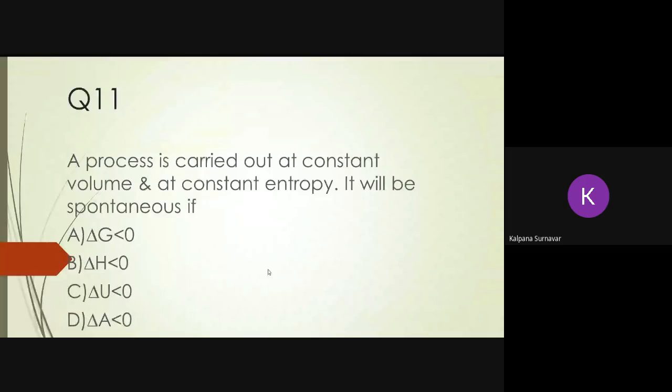Now question number 11 is: a process is carried out at a constant volume and at a constant entropy. It will be spontaneous if, see, the spontaneity criteria are given below in the options: delta G is less than 0, delta H is less than 0, delta U is less than 0, and delta A is less than 0. See what's given in the problem? Constant volume and constant entropy, and we have to find out the spontaneity relation.